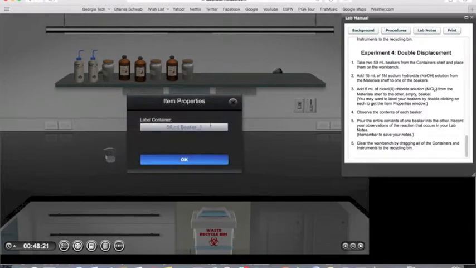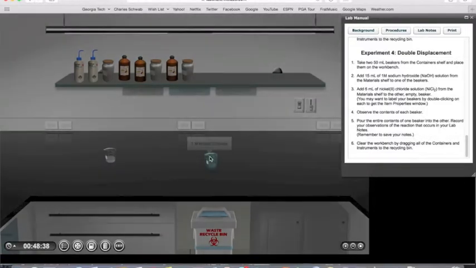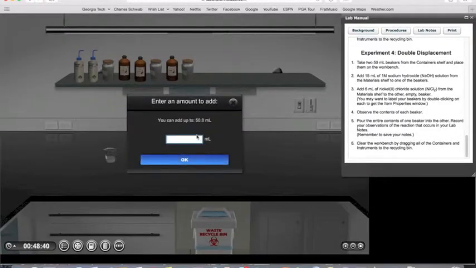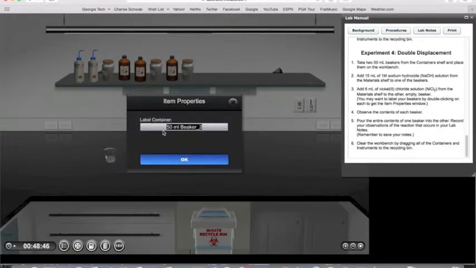And then we will label the beakers so we remember which one it is. Sodium hydroxide. Okay, in the second beaker we're going to put the nickel chloride. So let's find the nickel chloride. Here we go. And this experiment calls for 6 milliliters of nickel chloride. And once again we're going to label this. Nickel chloride.